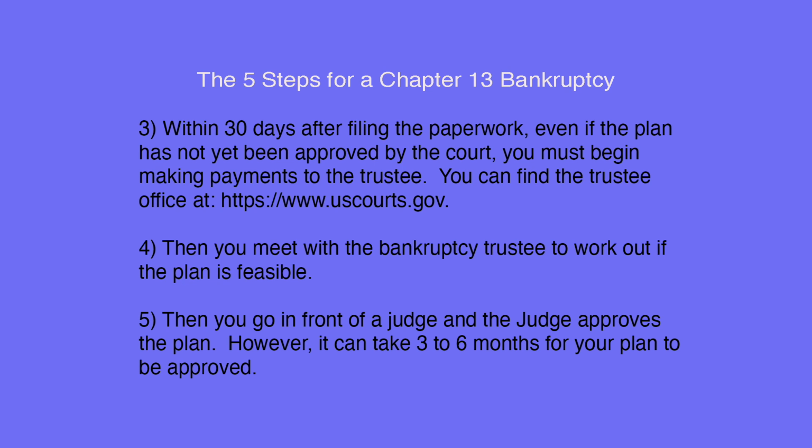3. Within 30 days of filing the paperwork, even if the plan has not yet been approved by the court, you must begin making payments to the trustee. You can find the trustee office at www.uscourts.gov. 4. Then you meet with the bankruptcy trustee to work out if the plan is feasible. 5. Then you go in front of a judge, and the judge approves the plan. However, it can take 3 to 6 months for your plan to be approved.